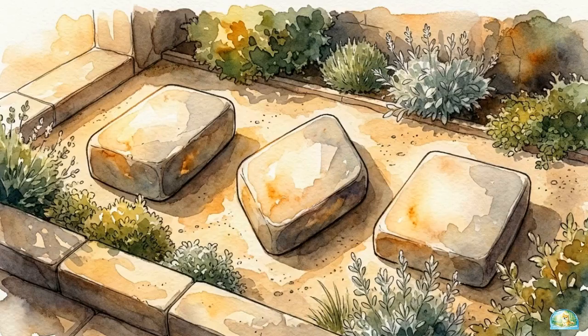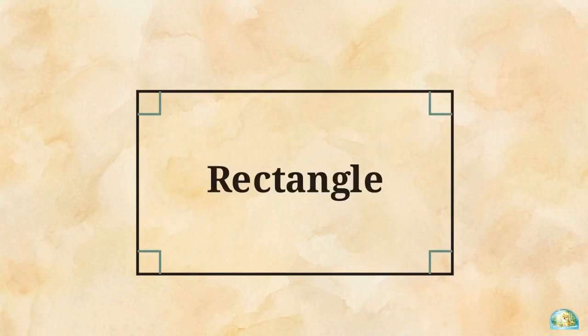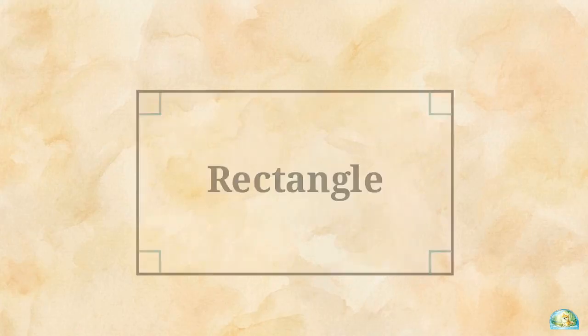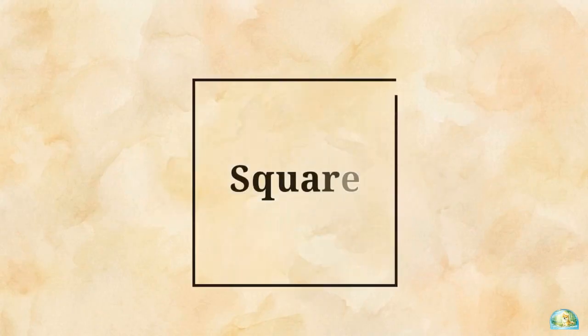Within this large quadrilateral family, some shapes have specific physical traits that place them into exclusive, smaller subfamilies. A rectangle is a quadrilateral where all 4 corners are perfectly square, forming right angles. A rhombus is a quadrilateral where all 4 straight sides are exactly the same length. And then there is the square. It is unique because it possesses the special traits of both.